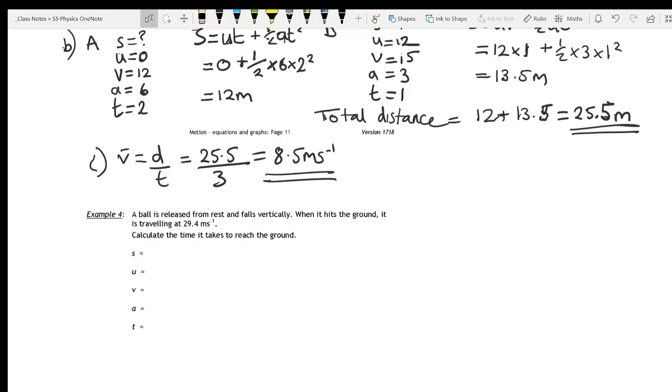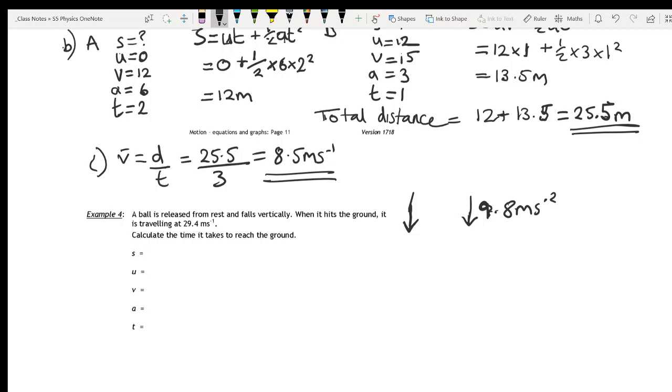Okay, so a ball is released from rest and falls vertically, so it's not going up or anything like that. When it hits the ground, it's traveling at 29.4 meters per second. Calculate the time it takes to reach the ground. So it's going down the way. What is its acceleration? We know that the acceleration due to gravity, if something's just dropped, is 9.8 meters per second squared, and that also acts down the way.